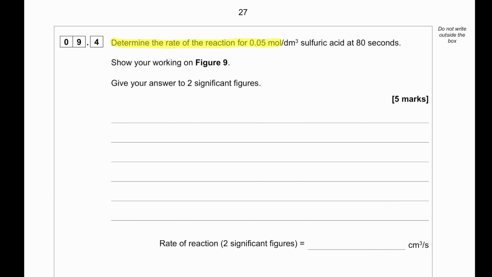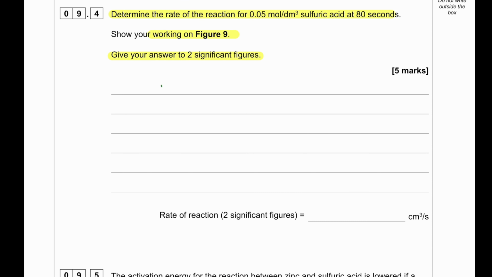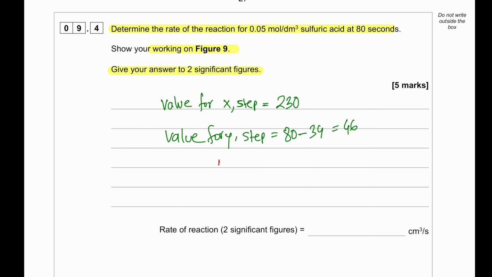Determine the rate of the reaction for 0.05 mole per dm³ sulfuric acid at 80 seconds. Show your working on figure 9 and give your answer to two significant figures. To do this, we'll have to draw a tangent at 80 seconds on the 0.05 mole per dm³ curve. Then we will find the value for the x step and the y step, and determine the rate, which equals the y step divided by the x step, and thereby we get the rate, which is technically the gradient.